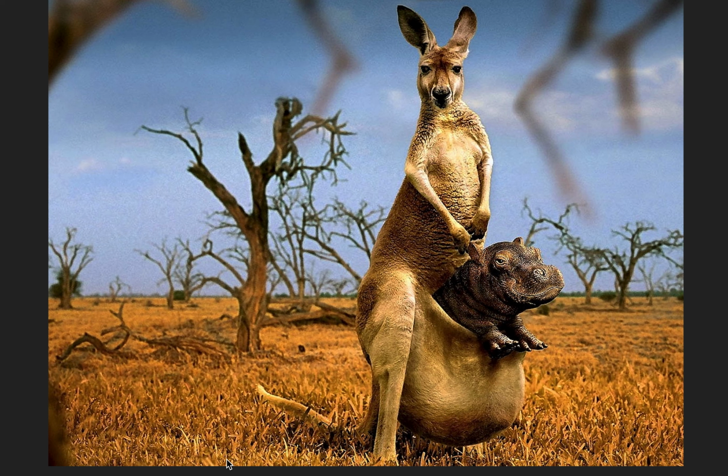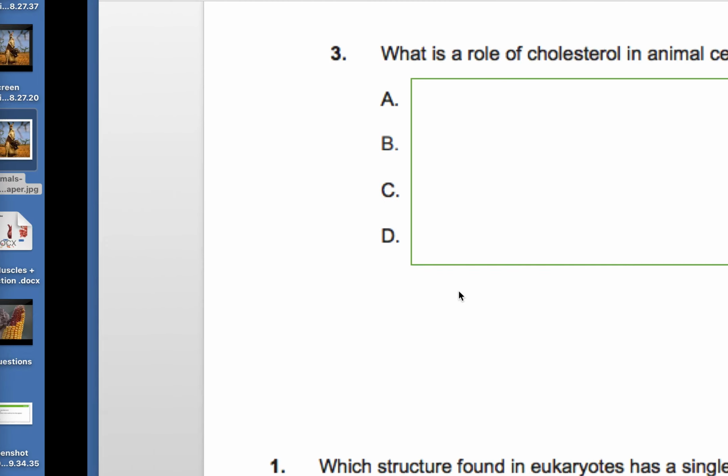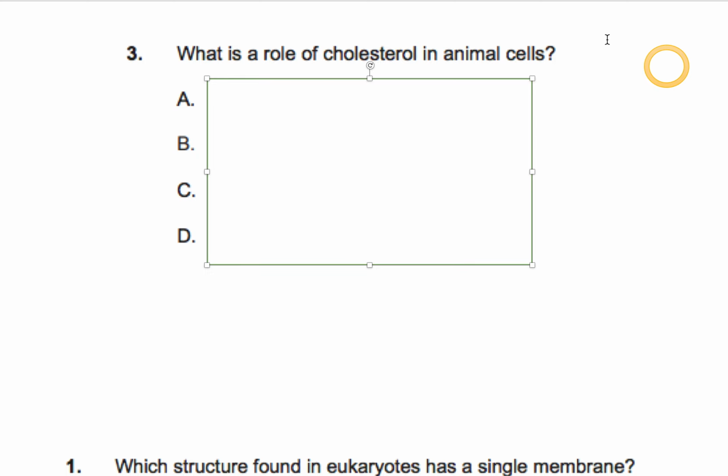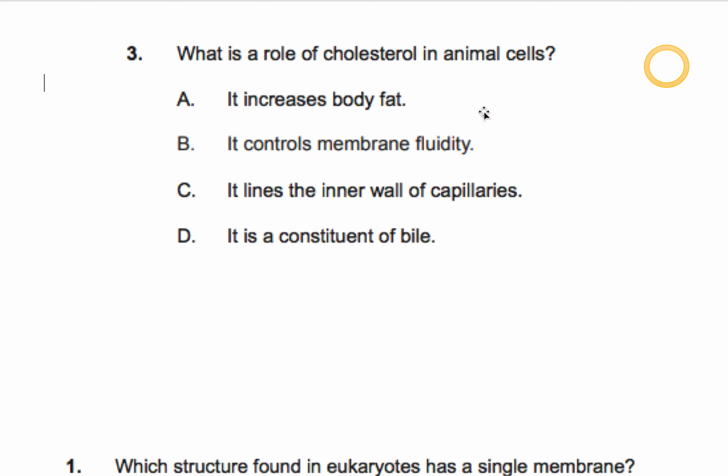In this video, we'll be looking at this kangaroo taking care of a baby hippo. Also, we'll be doing some more multiple choice questions on the topic of eukaryotic and prokaryotic cells. So let's just get into it.